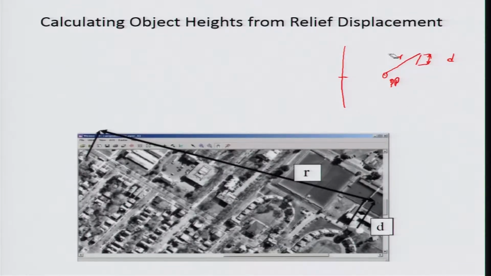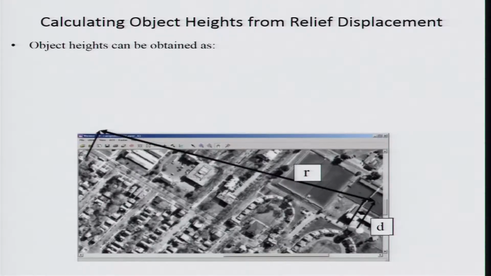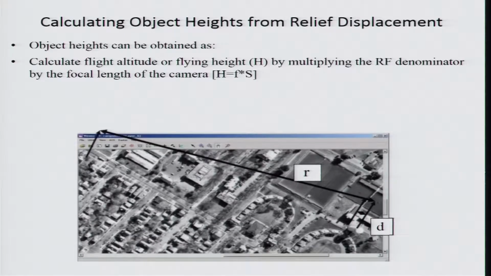Now, considering these measurements, what best can you do? Of course, you need to have the height of the flight also here. So, to obtain the object height, first calculate the flight altitude or flying height by multiplying this ratio fraction by the focal length of the camera. In one of the last lectures we talked about the scale of the photograph. The scale of the photograph is S equal to the focal length of the camera lens divided by H here. With this simple equation you can calculate even the flying height.